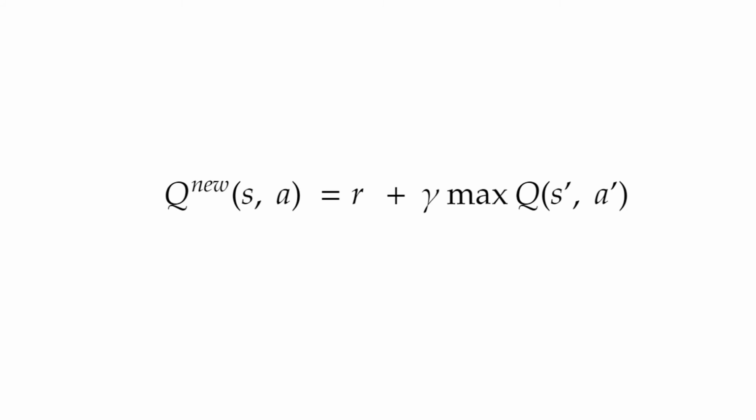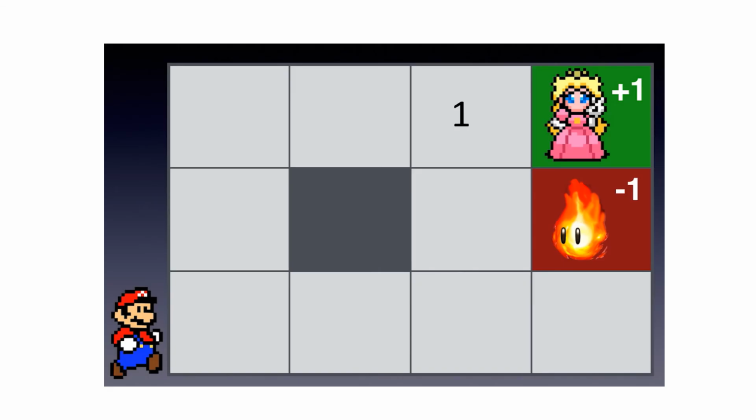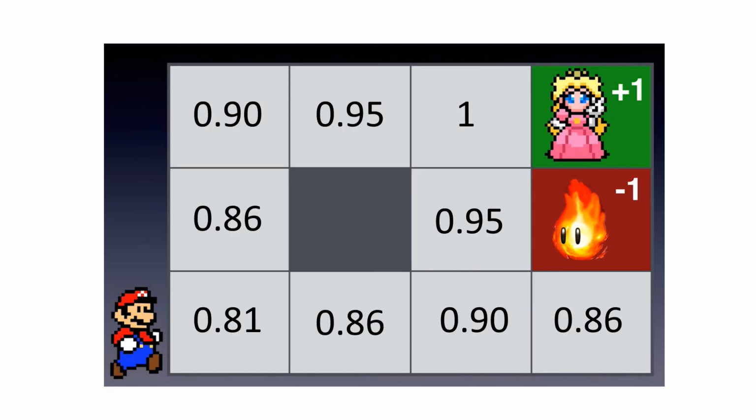So we insert the discount factor in there, and we try it again. Since we want our program to value long-term thinking, let's set our discount factor to 0.95. Now we have saved Peach, so the value of the state right before the goal is 1. Then the Q values of the squares leading up to that equal 0.95 times 1, or 0.95. Then the squares leading up to that equal 0.95 times 0.95, which equals about 0.9.